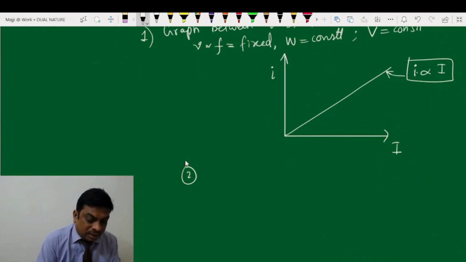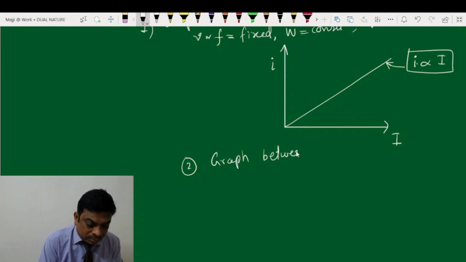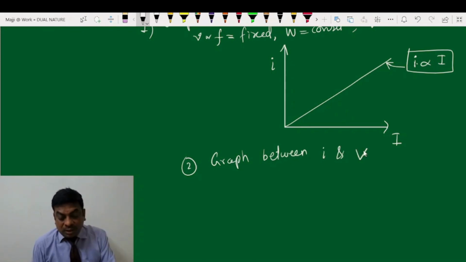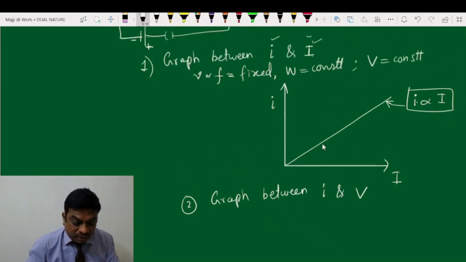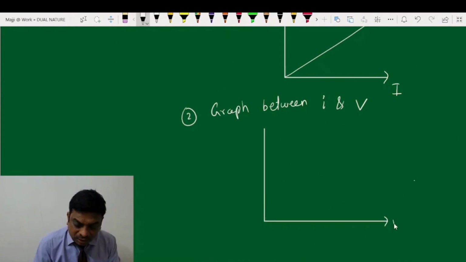Right. So then coming to the next graph. Sorry. We'll see the graph between current and anode cathode voltage, photoelectric current and anode cathode voltage. Now you see, students, this is the voltage, anode cathode voltage, and this is the current.